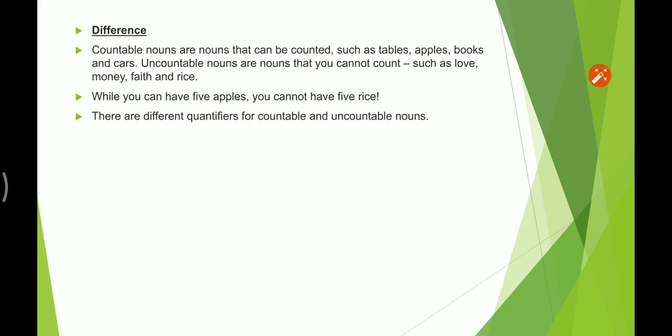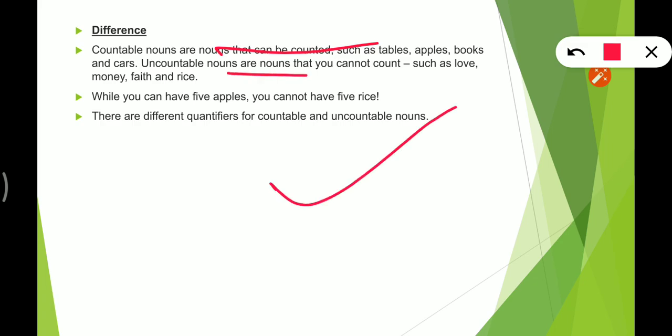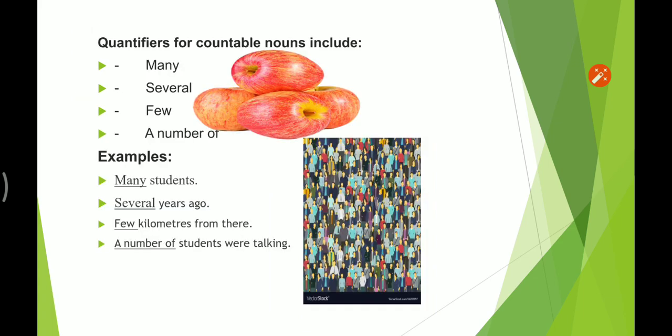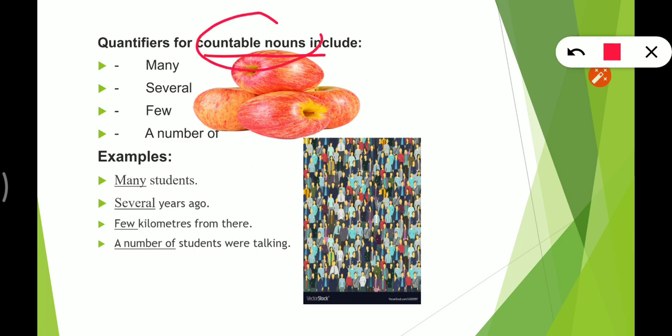Now the difference I have already told you, countable and uncountable noun. So no need to tell about this now. Let's move to the next one. Now here we have quantifiers, this is important now. Now pay attention, more attention. Countable nouns. So for countable nouns we use many, several, few, a number of.